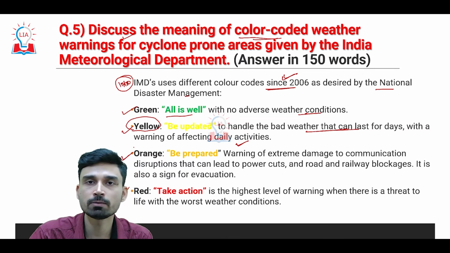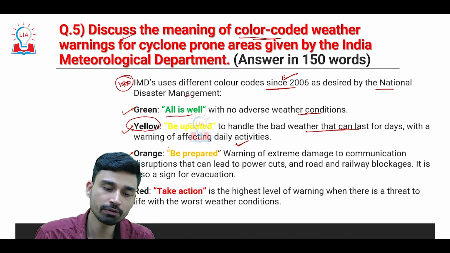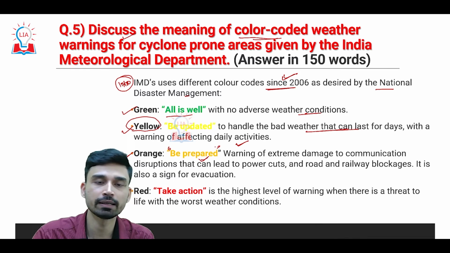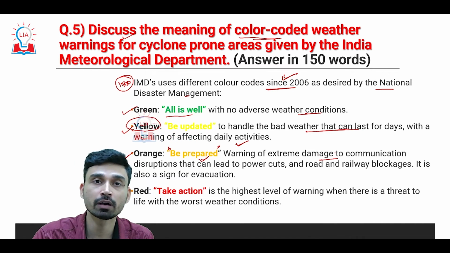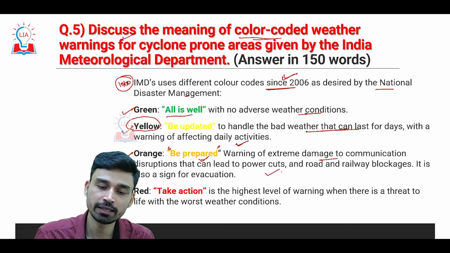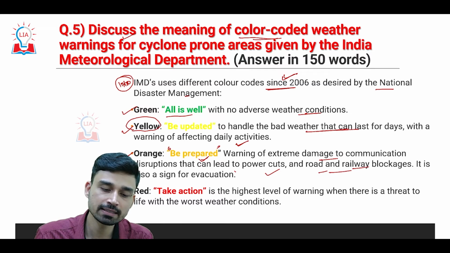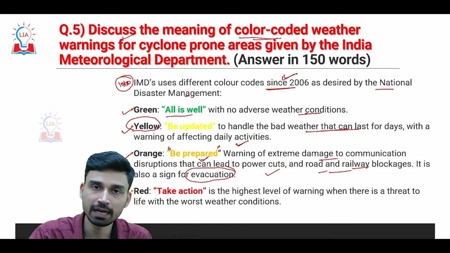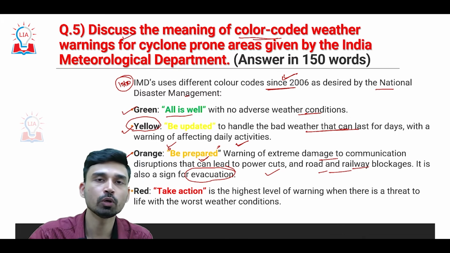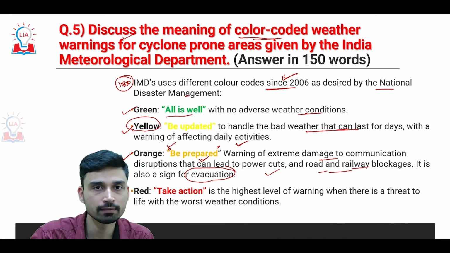The third warning system or color coding is orange, where orange basically means be prepared. That means there is a warning of extreme damage to the communication network and damage to the transportation network, which can lead to power cuts and blockage in roadways and railways. And also it is a sign for evacuation from those areas where the cyclone is about to make landfall. So this is the third color coded warning, meaning be prepared, and the color is orange.